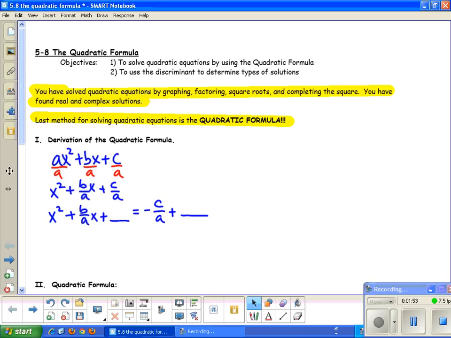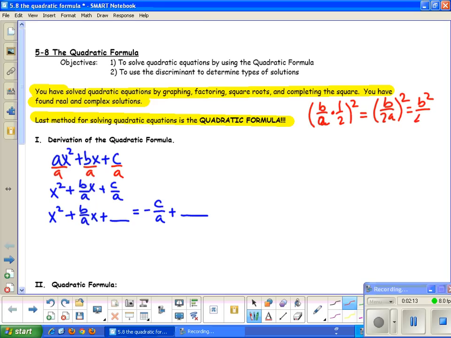So remember, when you're completing the square, it's half your linear term. So b over a is my linear term coefficient. I want half of that, so I'm going to multiply it by a half, and then I'm going to square it. So this gives me b over 2a is half your linear term, and then squared gives you b squared over 4a squared. I'm going to do the same thing on this side. I'm going to leave a little space in between though, so I can write something there.